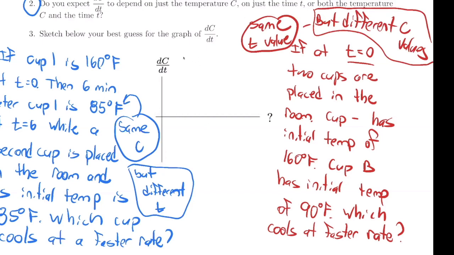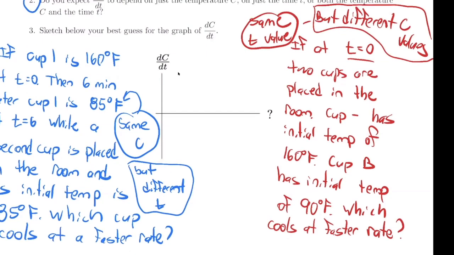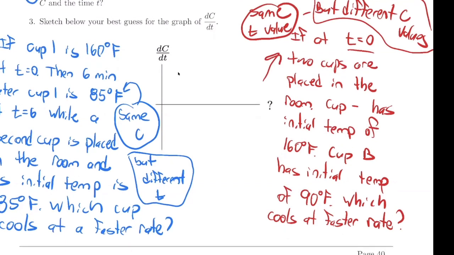So for the first one, those that said it is going to depend on C, that is true. If we think about what's going on in the red scenario, we take two cups of coffee and place them in the room, one of them is 160 degrees, the other one is 90 degrees. The cup that's 160 degrees is going to cool faster than the cup that's 90 degrees. If you take this to the extreme, a cup of coffee exactly the same temperature as the room wouldn't change at all. It would just stay the same temperature. So the more our coffee differs from the ambient temperature of the room, the faster the coffee cools down.